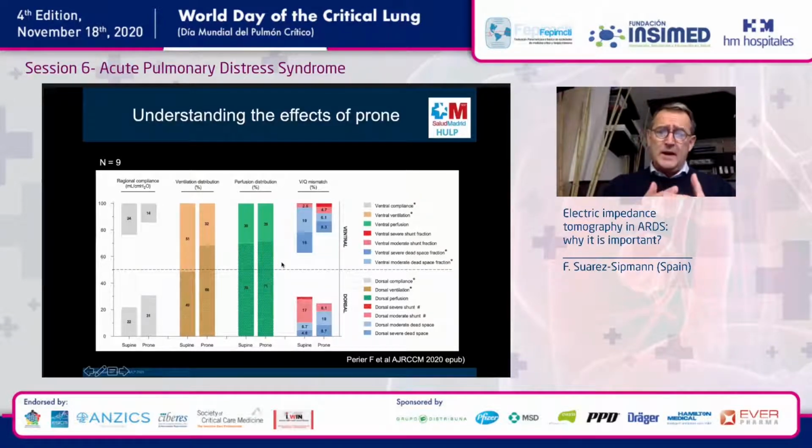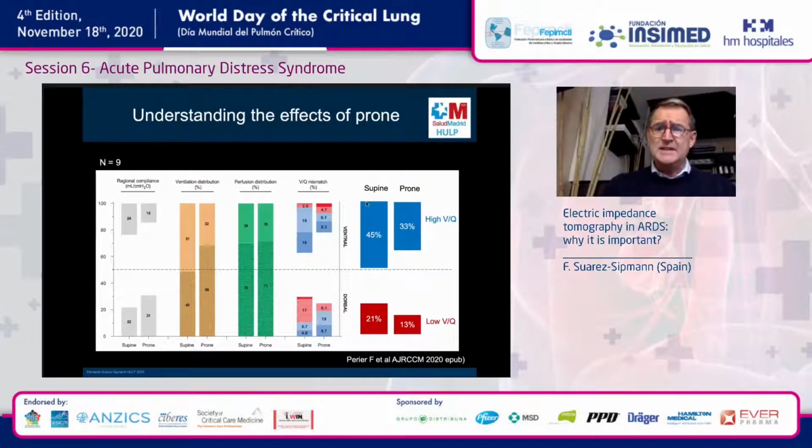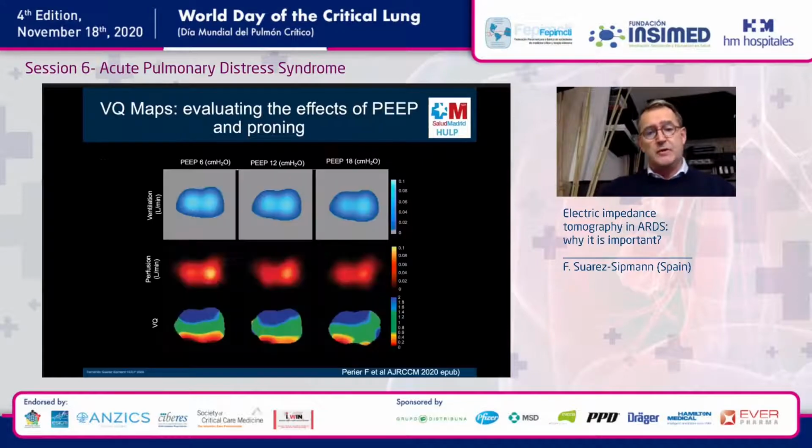But then when they matched this ventilation to the perfusion, they realized that proning in these patients overall caused an improvement in VQ matching. So they were able to reduce the amount of dead space or high VQ areas in the ventral regions and reduce the amount of shunt in the dorsal regions, so that these patients were responding in a good way to the prone position, at least in terms of VQ distribution.